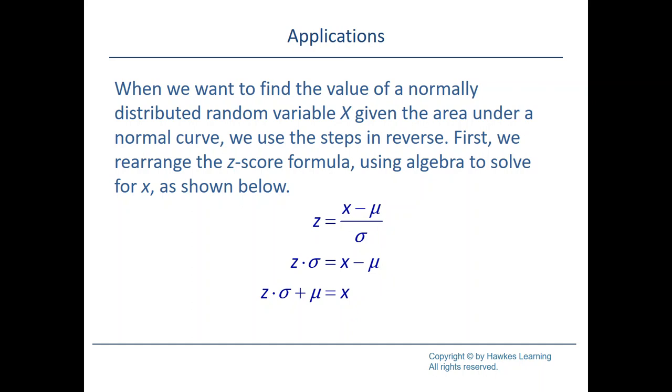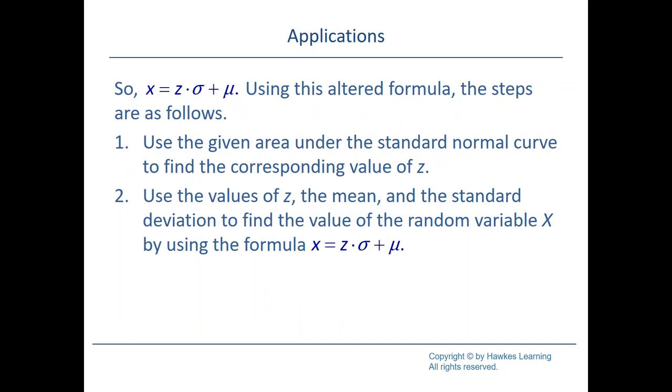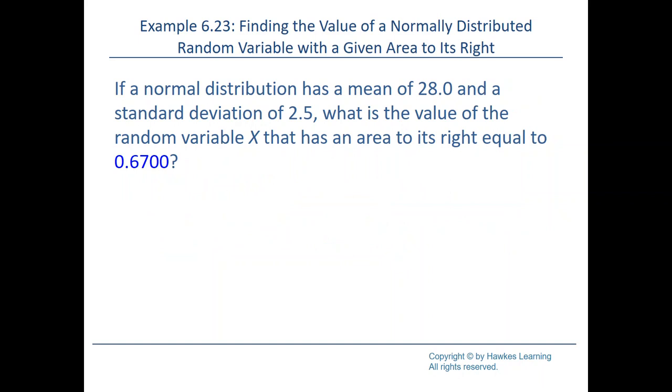So now that we've got that, you can use x equals z times our standard deviation plus the mean, which is the altered formula. And so now if you're given the area under the standard normal curve, find that corresponding z value, plug it into this formula, and then you'll have your x. Now, let's give this a shot.